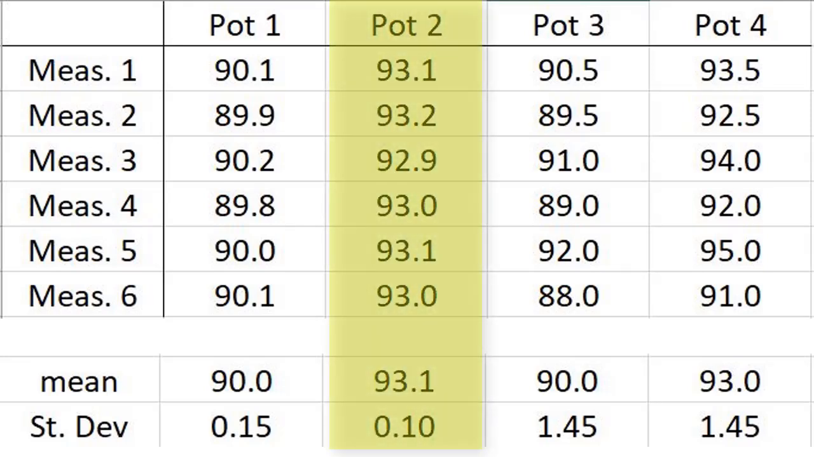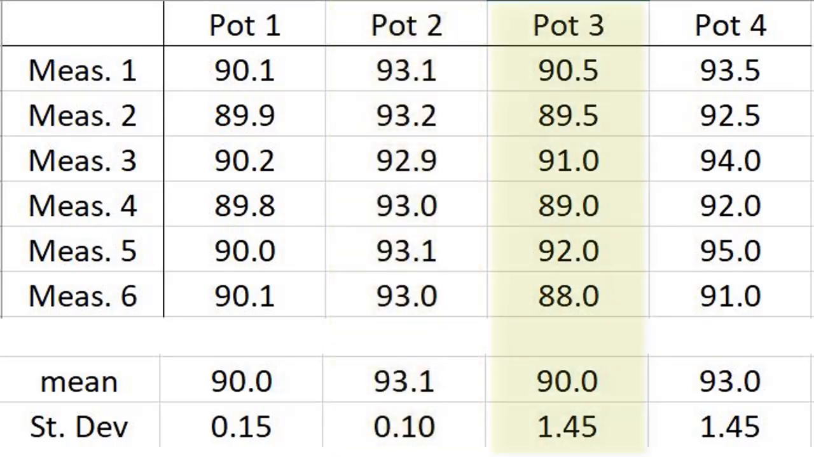This potentiometer is the one that is very precise, but not very accurate. The numbers are closely grouped together, but none of them are very close to the actual 90 degrees that we set the potentiometer to. This potentiometer is one that is very accurate, but not very precise. If we would calculate the mean of these values, it would be very close to the actual 90 degrees. But the numbers are all over the place. There's a large difference between the numbers.